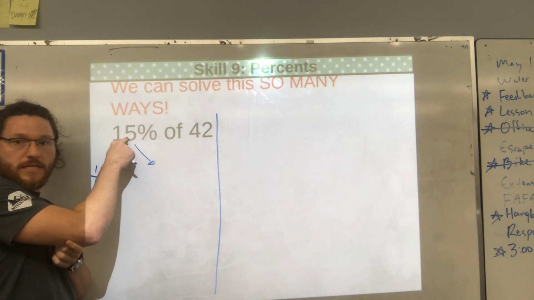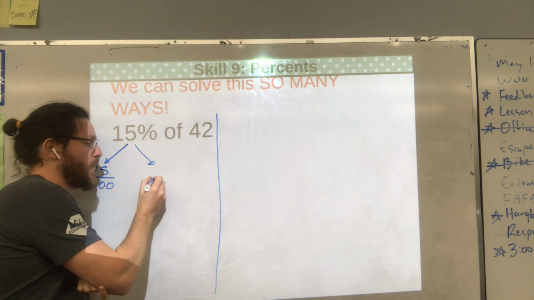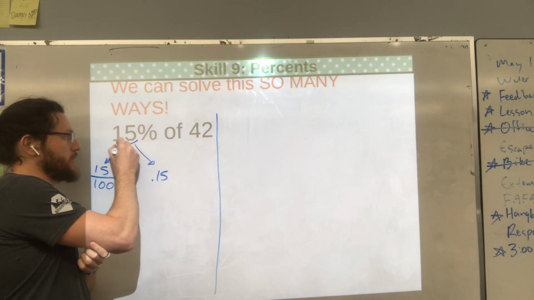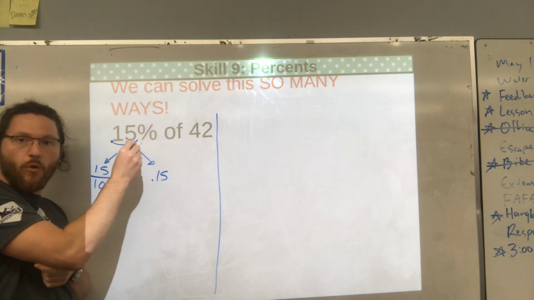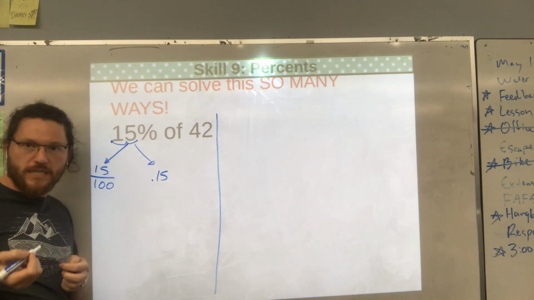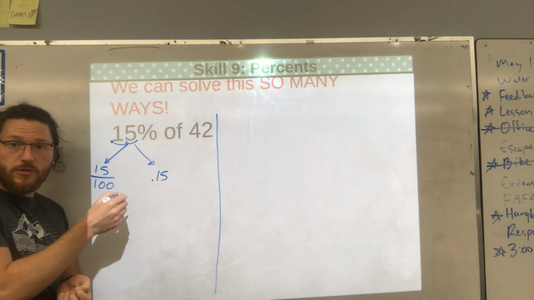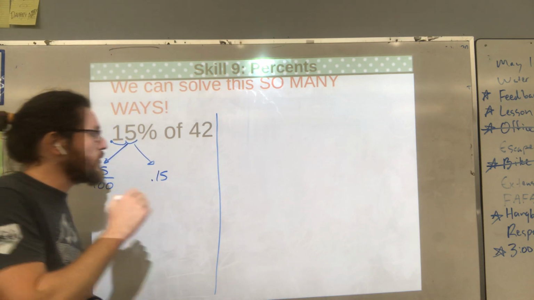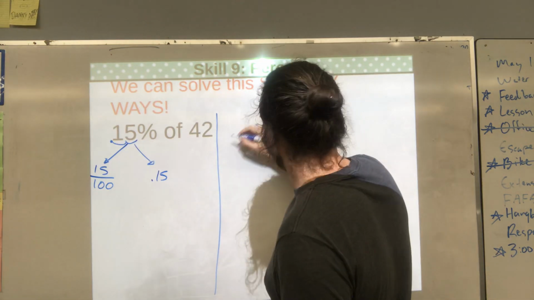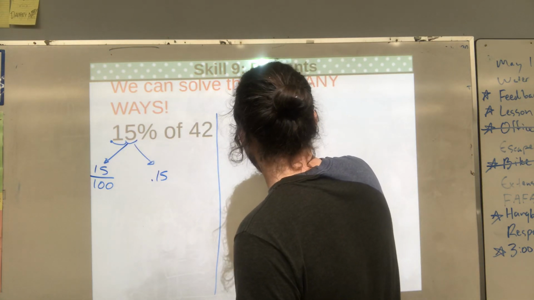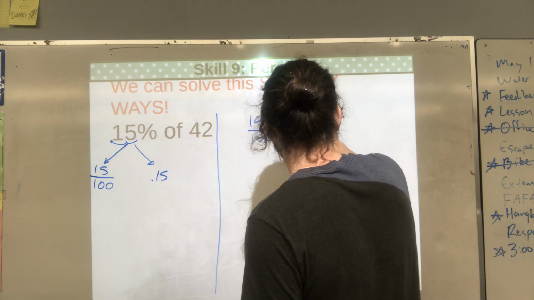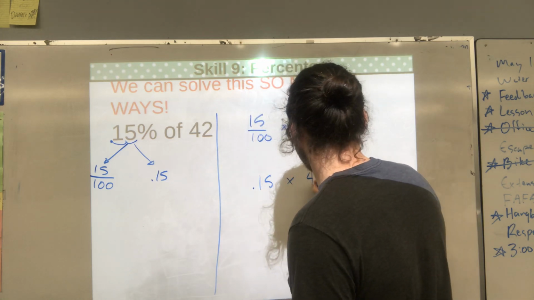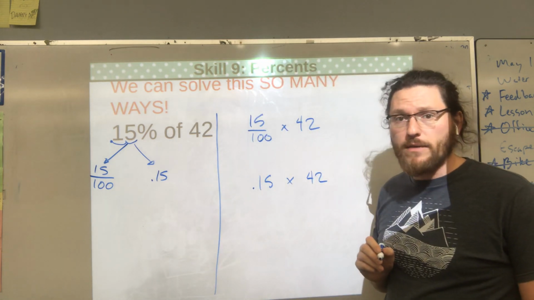Or we can turn this into a decimal, okay? 15 divided by 100 gives us 0.15. Or if you want to do this the short way, remember we can move our decimal point 2 spots from 15.0, move it over, we get 0.15, okay? These two numbers are a lot easier to do our math with than this weird 15% number that we started with. We can either do the fraction 15 over 100 times 42, or do 0.15 times 42, and we're gonna get the same answer either way.